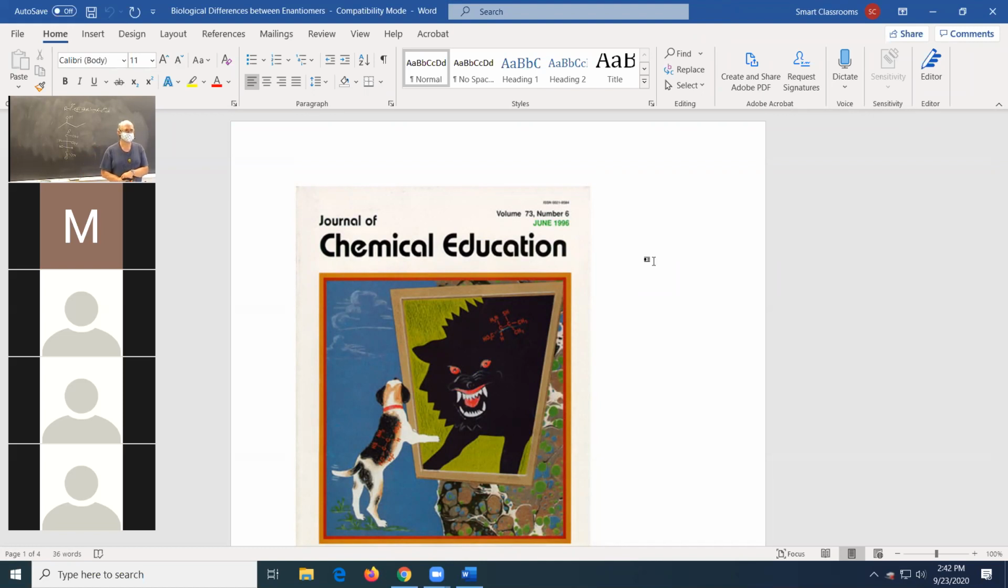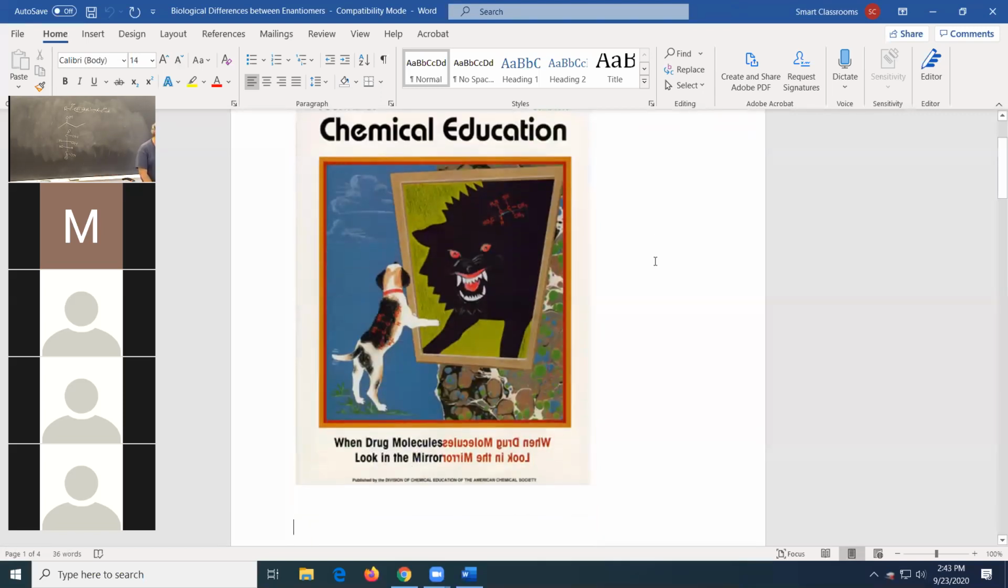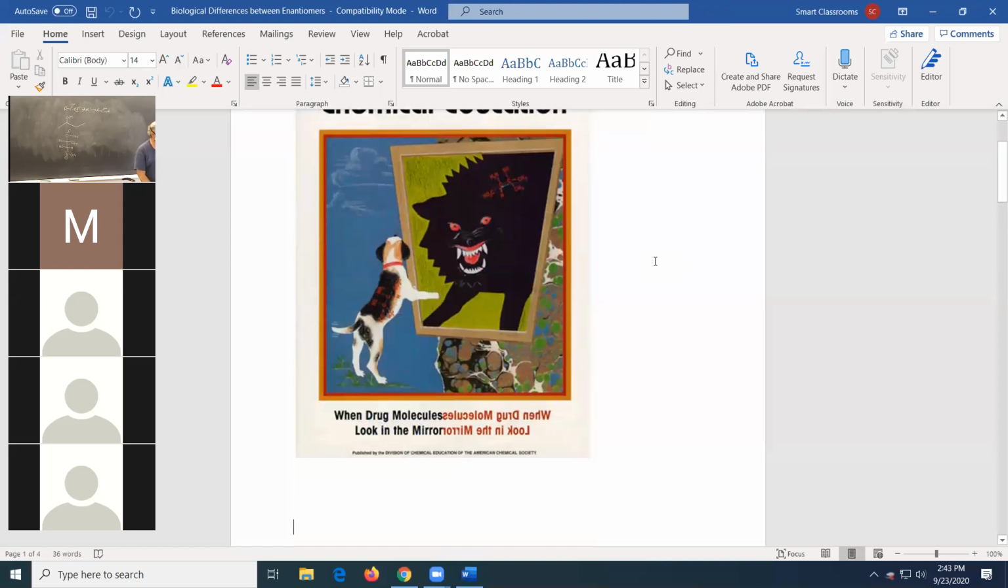There are also some instances where both enantiomers are beneficial, but they do different things. They respond to different enzymes, for example. Okay, so when drug molecules look in the mirror.